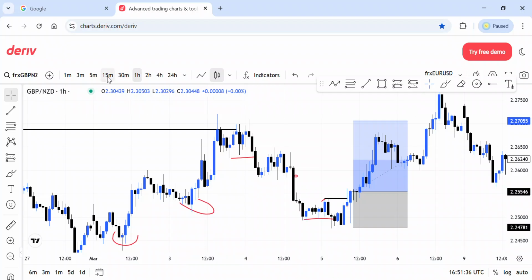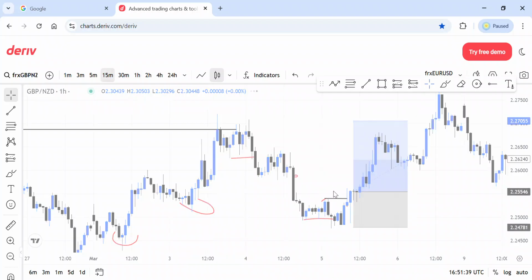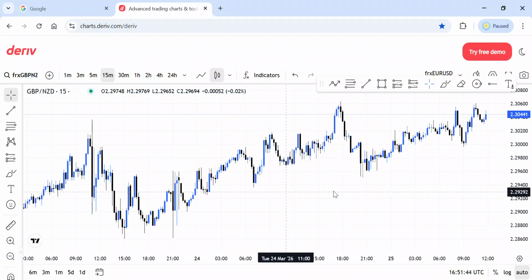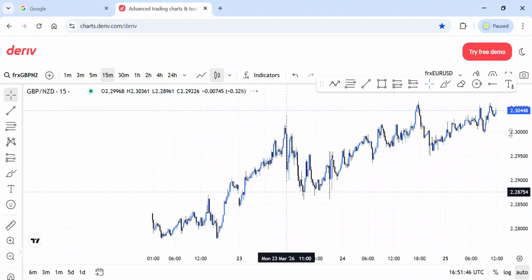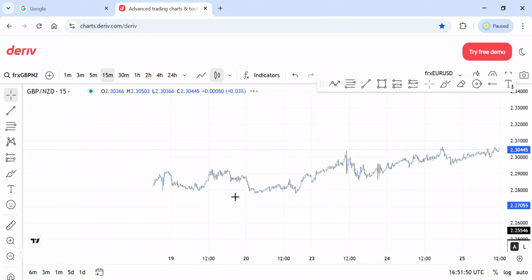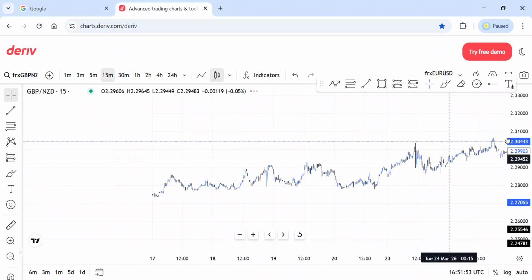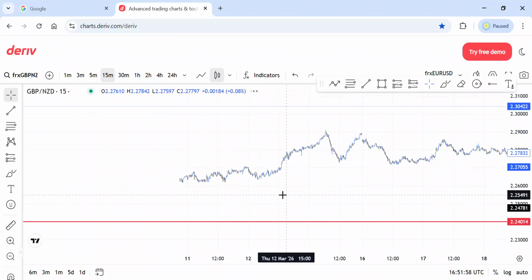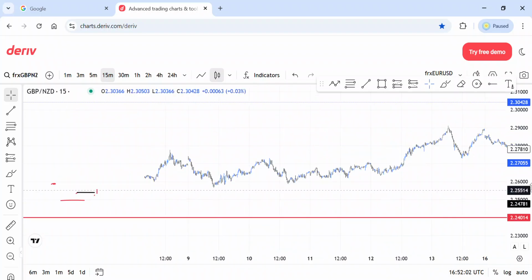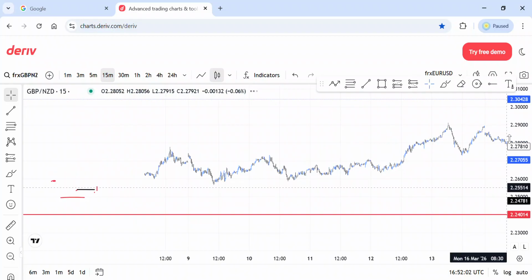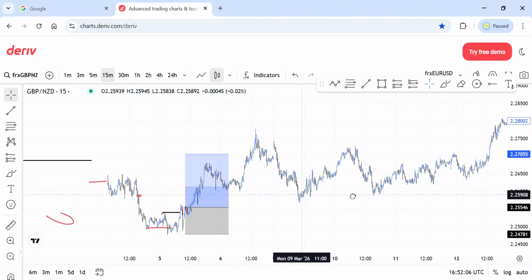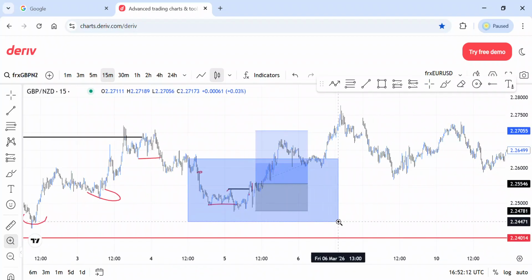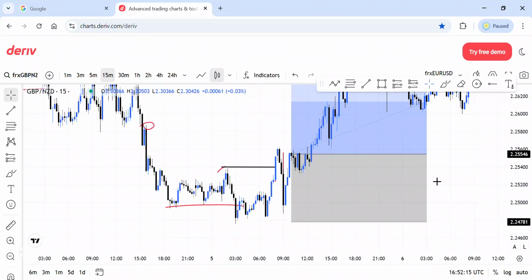So let's go to 15 minutes and check that side. So this is GBPNZD. I hope this thing shows quick. Okay, so let me just zoom out this side for you guys. Can you see what I'm saying?